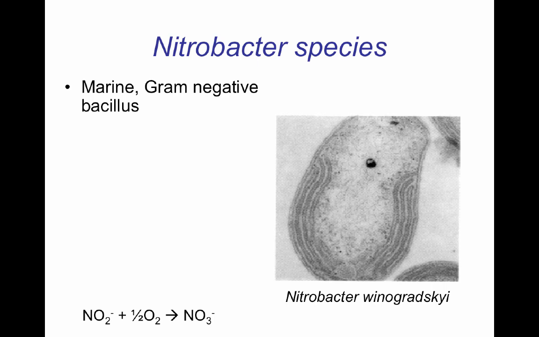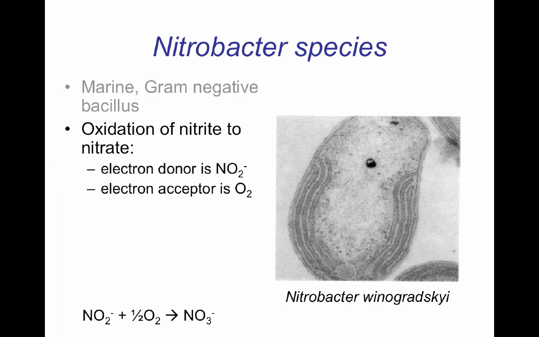Here we're going to look at some of the Nitrobacter species, and here we have Nitrobacter winogradskyi. Nitrobacter winogradskyi is also a marine gram-negative bacillus, so it's an aquatic microorganism. Notice as well that it has an extensive membrane structure inside its cytoplasm. So this organism is going to receive electrons donated from nitrite, and the reaction is going to eventually pass those electrons to oxygen. So the initial electron donor is going to be nitrite, and the electron acceptor is going to be oxygen. The reaction is shown down here at the bottom, where you have a nitrite molecule and half an oxygen molecule, and that is going to give you a nitrate molecule.